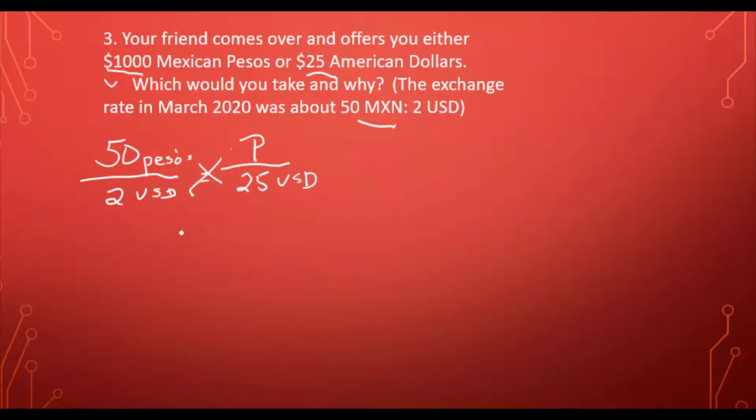There's a lot of ways to look at it. So I'm just going to cross multiply. I'm not going to bother setting up an equation because it's only one conversion.